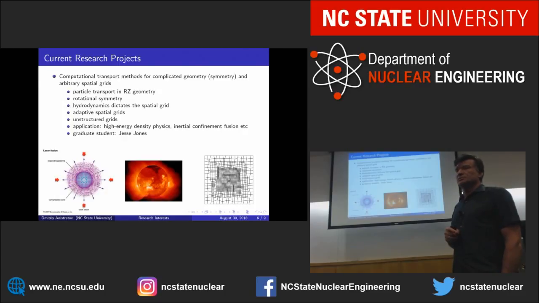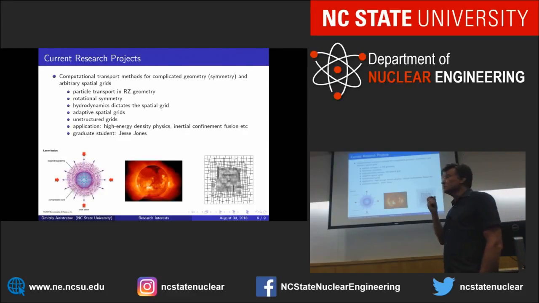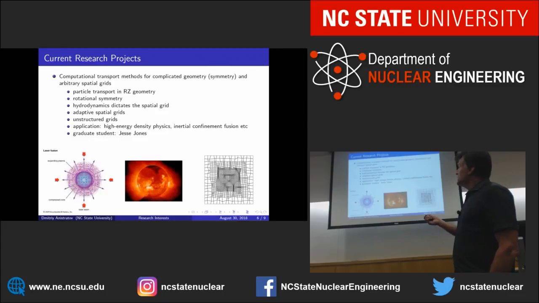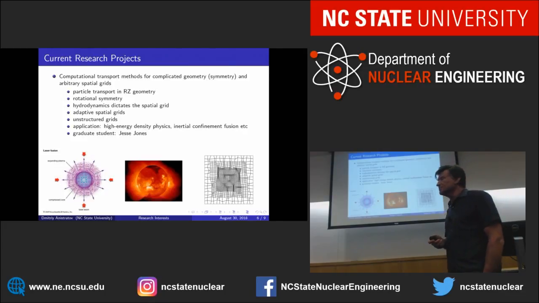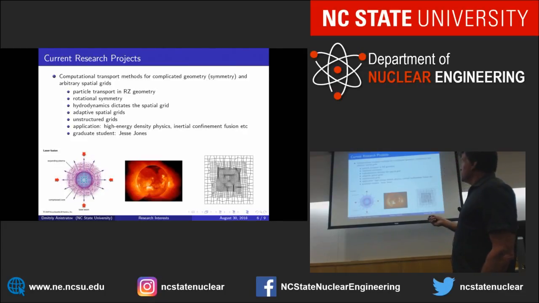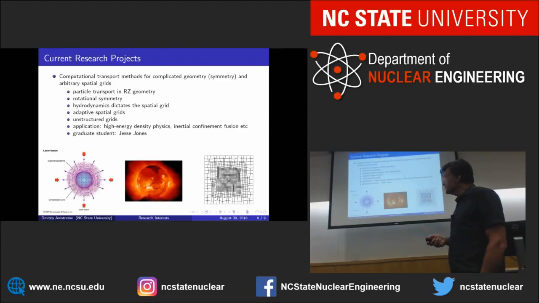But unfortunately, the transport equation is quite ugly in this case, and that's why it involves a lot of sophisticated methods. And the mesh never comes from our interest, it all comes from hydrodynamics, and we want to do an adaptive grid. This is just an illustration of the kinds of grids we would like to use. And again, applications: high energy density physics, inertial confinement fusion, applied physics problems. And Jesse Jones is the expert in this, so he works with me on this.